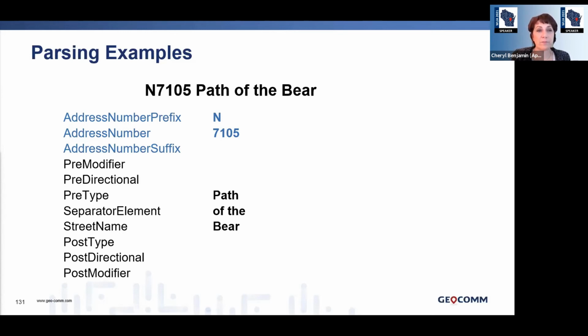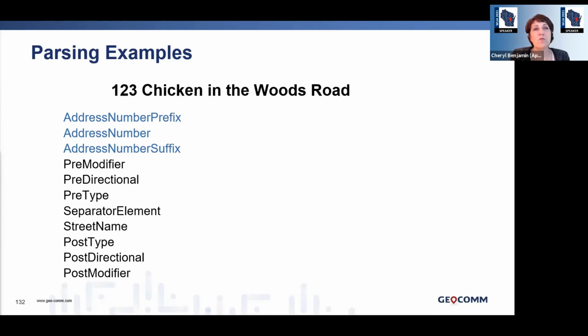So if we have, oh no, this is Brian's favorite, Chicken in the Woods Road. I don't know if anyone's been on Chicken in the Woods Road, but we would have address number 123. What's going to be our street name in this example?